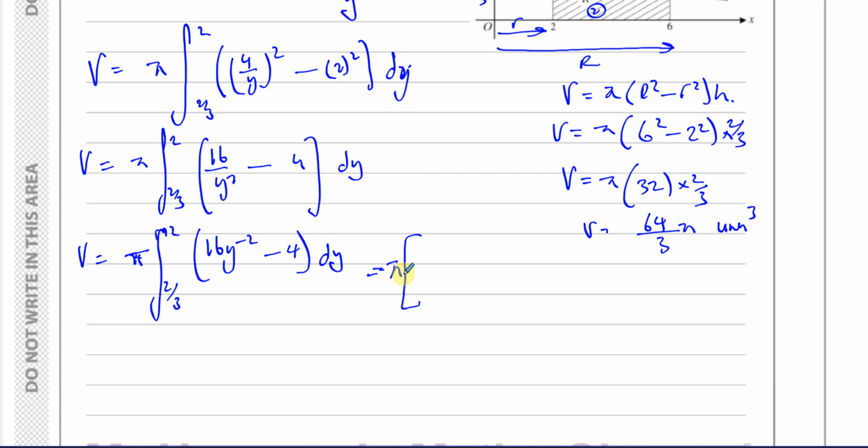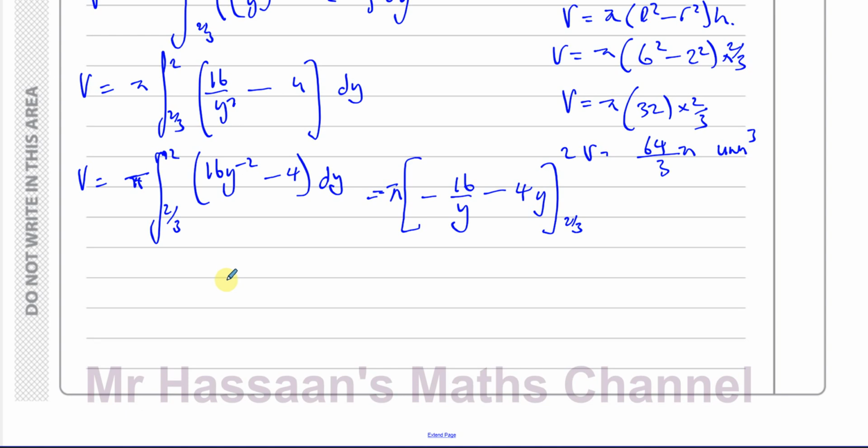So that's equal to pi times, you add 1 to the power and divide by the new power. You'll end up with 16y to the power of minus 1 over minus 1, so you have negative 16 over y, basically. Minus 4y, because we're integrating with respect to y. And then we have our limits of 2/3 and 2. So now we're ready to substitute the values in.